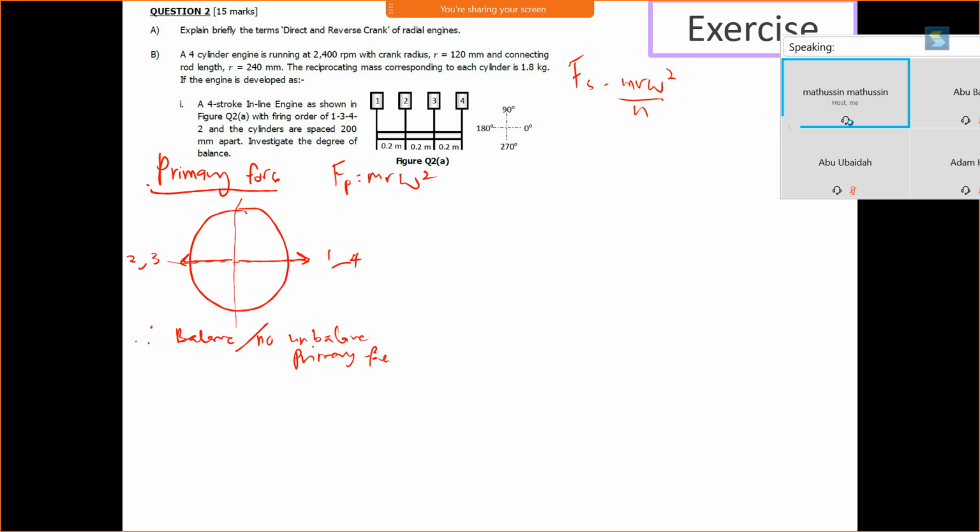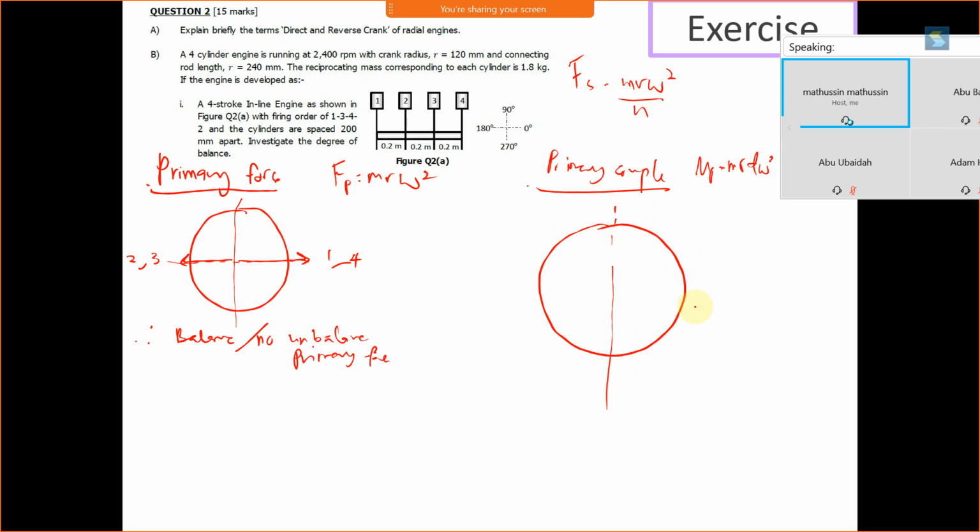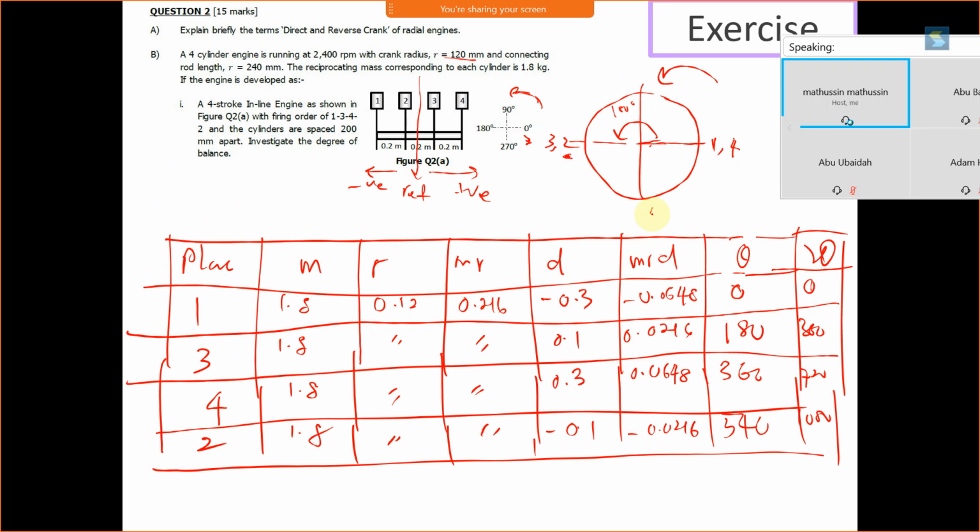Okay, next we need to find our primary couple. Is the primary couple balanced or not? So for primary couple, or moment, our MP should be MRD, isn't it? MRD omega square. So to get the primary couple, where is the position? Okay, look at the table. So this is our MRD.